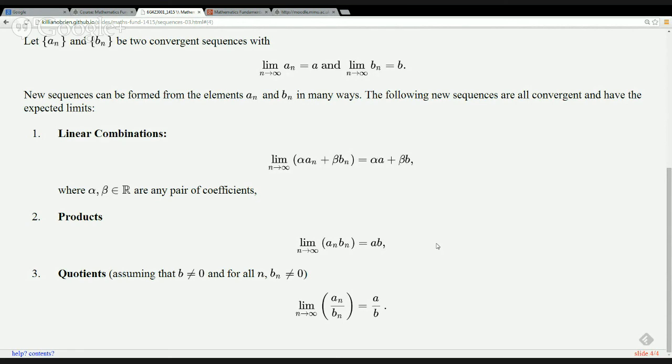So since we've proved the product rule, we only need to prove this reciprocal result, that 1 over bn converges to 1 over b if bn converges to b. So if bn converges to b as n goes to infinity, I want to prove that 1 over bn converges to 1 over b.